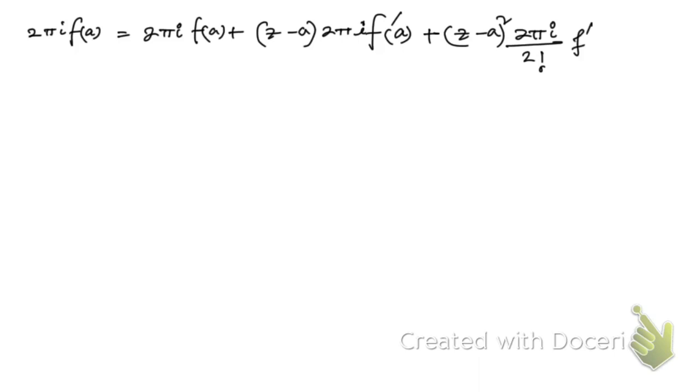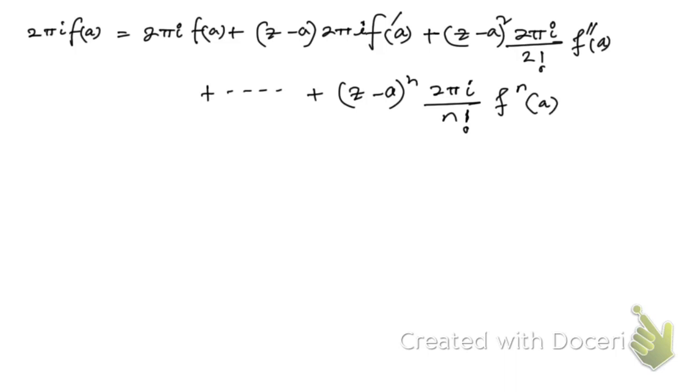So the second order derivative of f at a, right? So similarly, and so on, we're going to get z minus a whole to the power n, 2 pi I by factorial n. Here we have the nth order derivative at the point a, right? That's what we're going to get. So hope you have understood how we have got this.